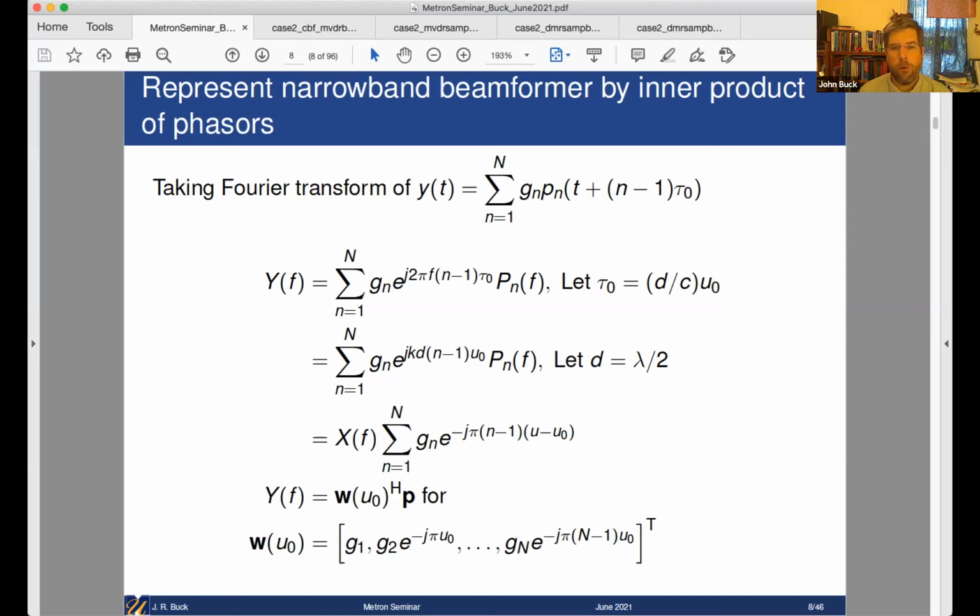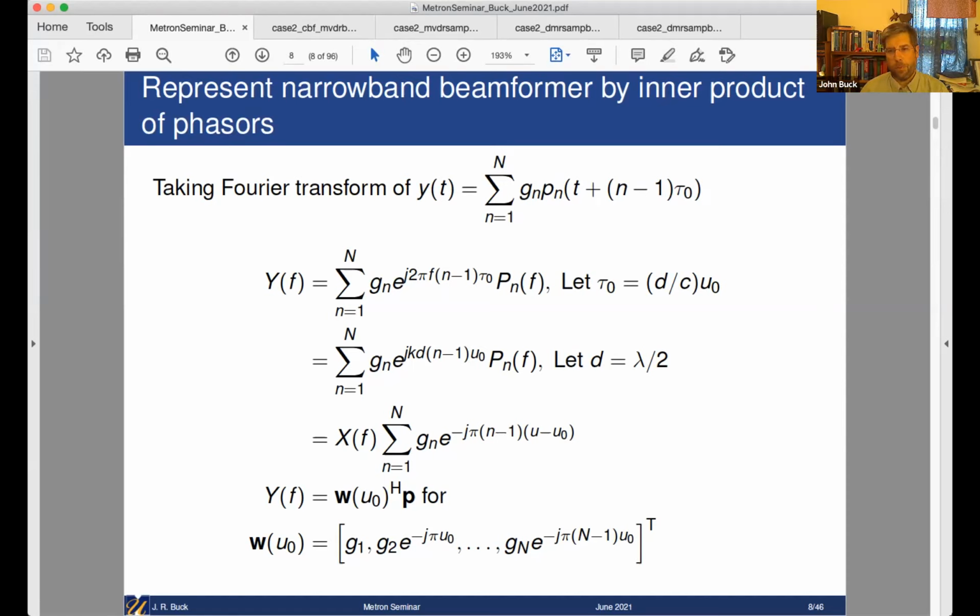The nice thing about formulating it this way is I can define a vector w for the look direction that are these coefficients. Then the narrowband beamformer output just turns into an inner product of two complex vectors: one for the array weights, which are essentially the coefficients of my spatial filter, and the other for the observed data.